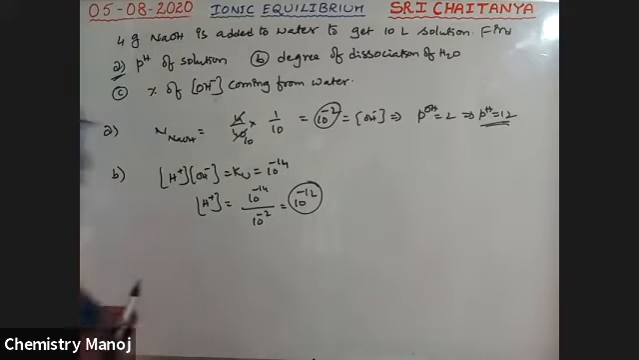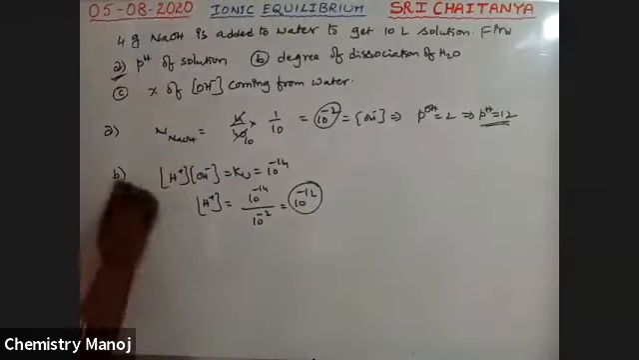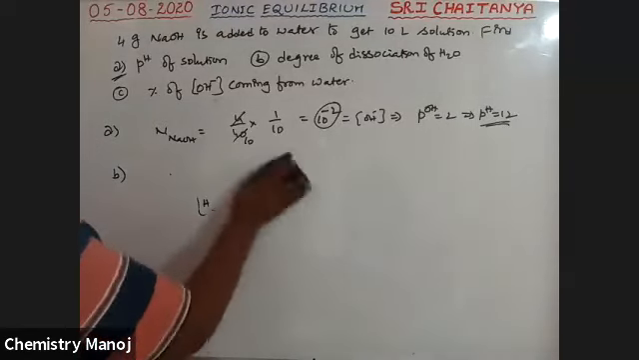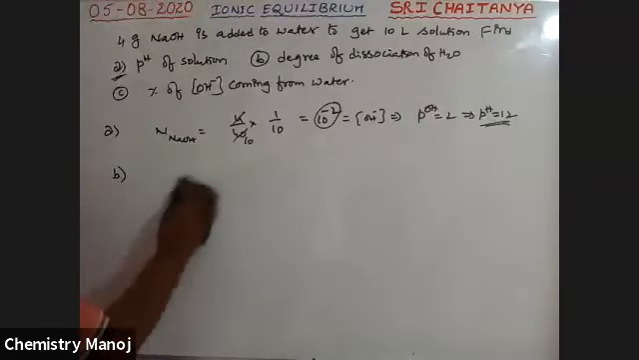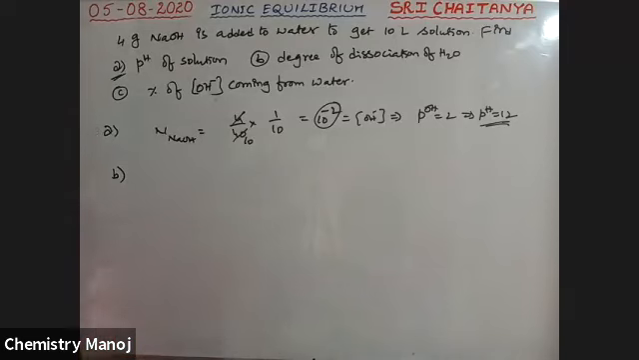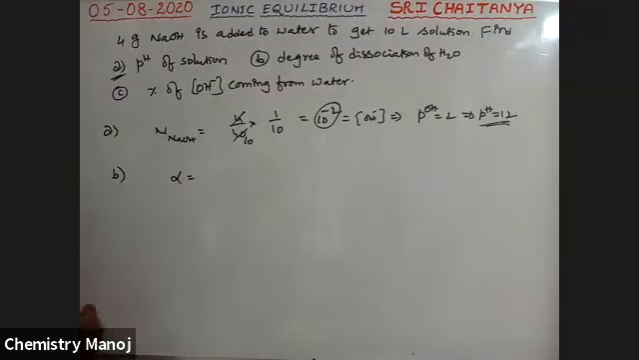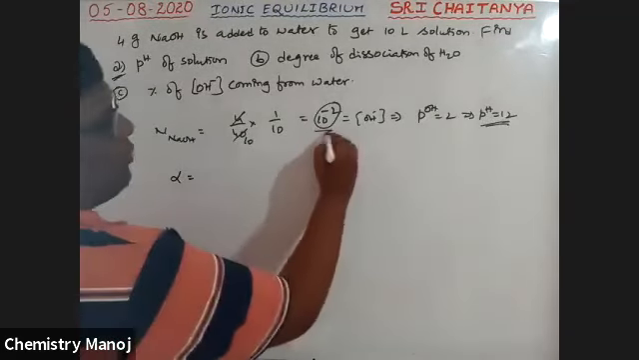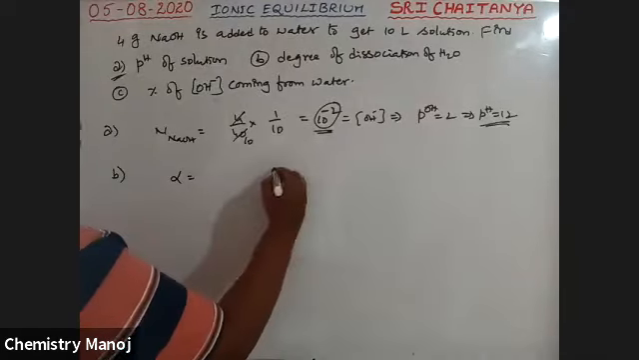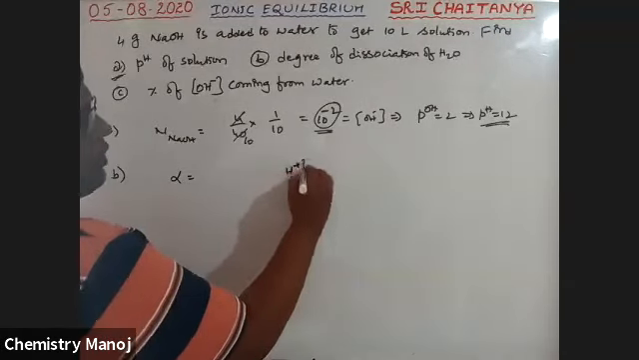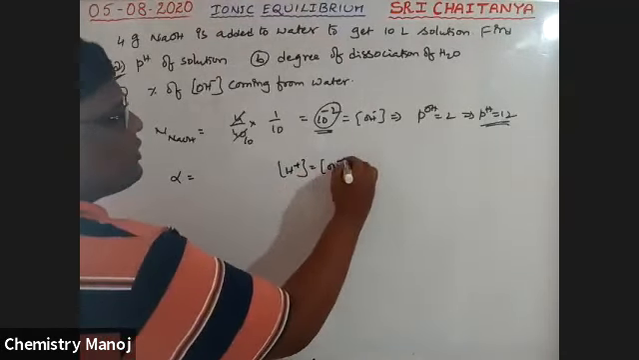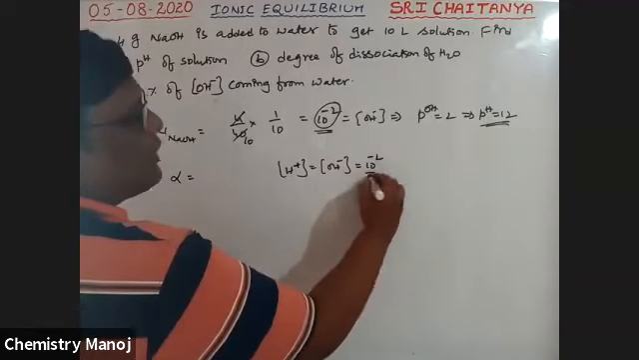Just a minute, no need of this one. I am trying to calculate the second one. Once again, I am going to calculate. Now alpha, the degree of dissociation alpha is equal to... So how much value is coming out? 10 power minus 2. Therefore, at any condition, H plus concentration is equal to OH minus concentration is equal to 10 power minus 2.